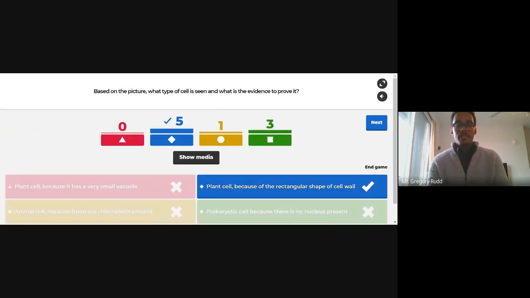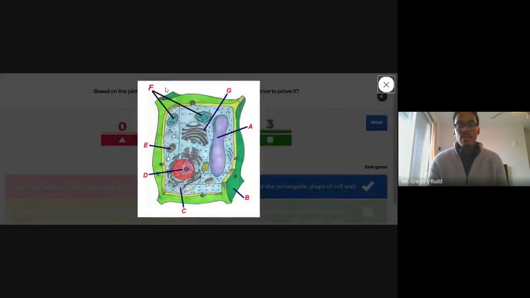Okay, let's see. Good, that's a plant cell because again, this time we can see a rectangular cell wall. It's this thick green layer. So this has to be a plant cell. Good job.